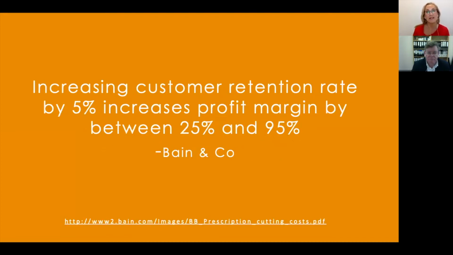The second statistic I want to share with you, which is another kind of big revelation really, is that it can increase your profit margin by between 25 and 95% if you increase your current clients by just 5%. So just increasing that retention rate by 5% can increase your profit margins.